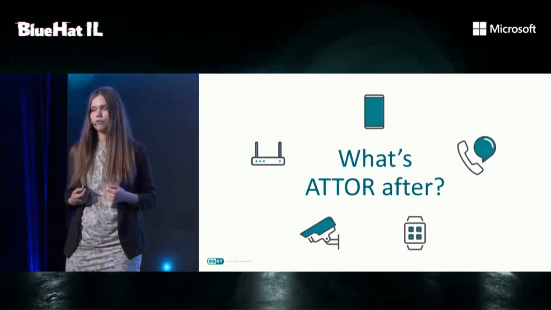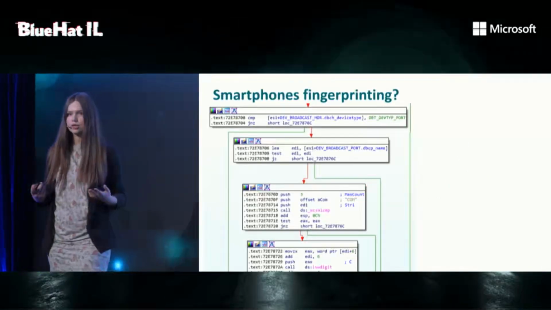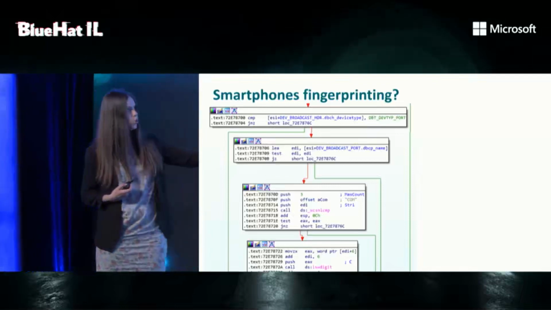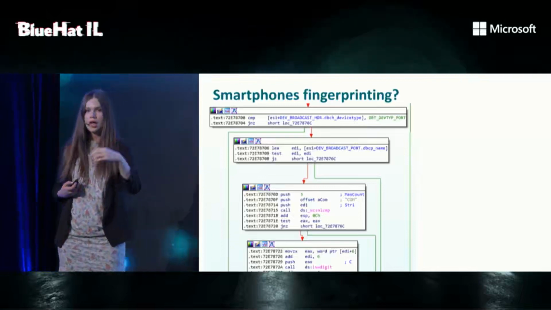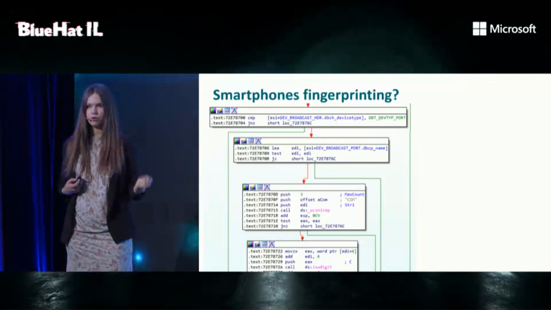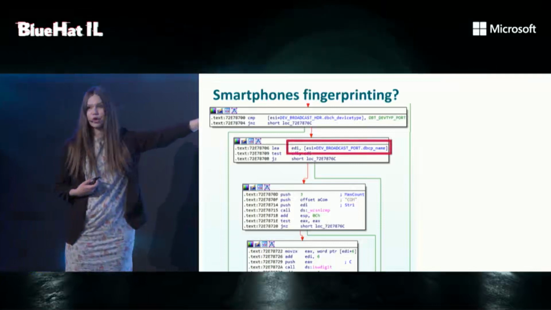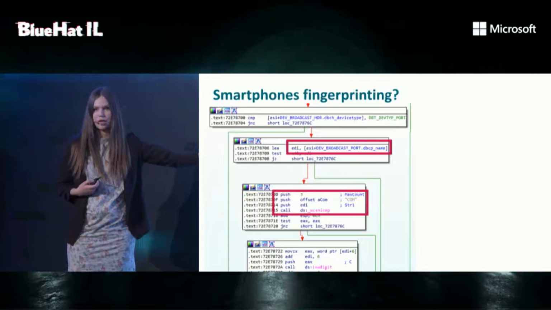So that was our first hypothesis. And we checked how ATTOR is actually connecting to the devices. So this is part of the code where ATTOR detects that some device was connected to the computer and decides whether it would send AT commands to the device or not. So what it does is that it checks for the device friendly name, and then it searches for a COM substring in the friendly name.